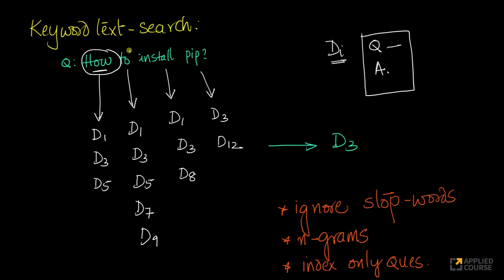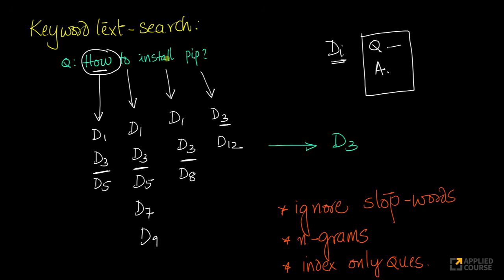Similarly, every document which contains the word to, let's assume D1, D3, D5, D7, D9 are the documents which contain the word to. Similarly, all the documents that contain the word install, all the documents that contain the word pip, right? Now, amongst all these documents, we want to find the common document. So if you notice, D3 is here, D3 is here, D3 is here, D3 is also here, right? This is the simplest form of keyword text search. Okay.